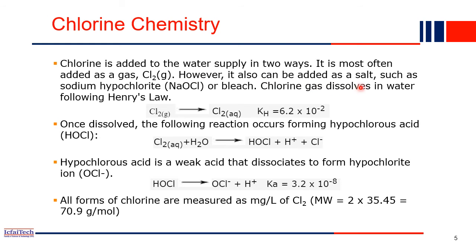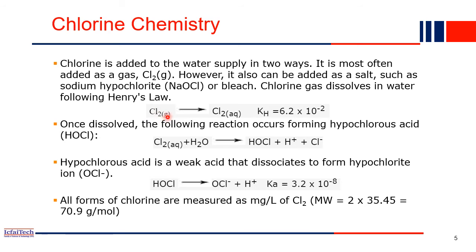However, chlorine can also be added as a salt, such as sodium hypochlorite, NaOCl, which we call bleaching powder, right? NaOCl, please remember this formula, basically the bleaching powder formula. So chlorine gas dissolves in the water in the following equation.